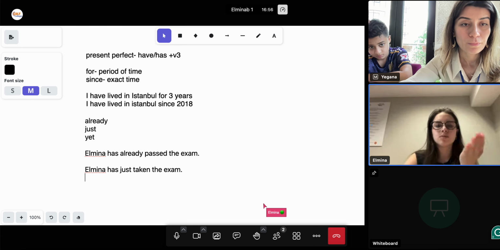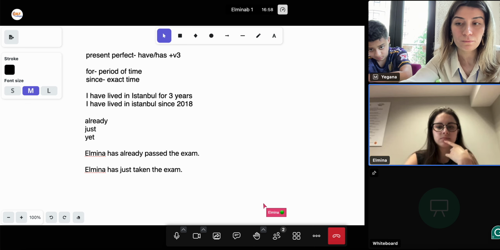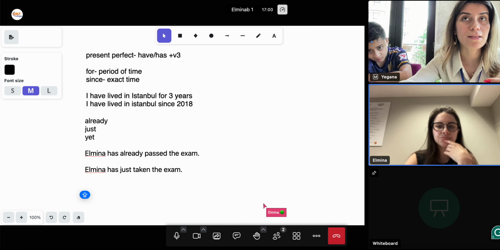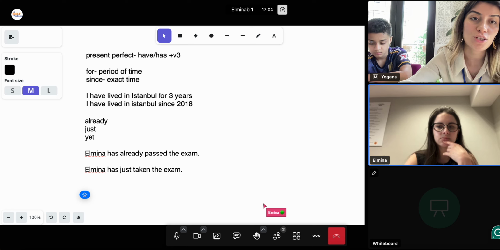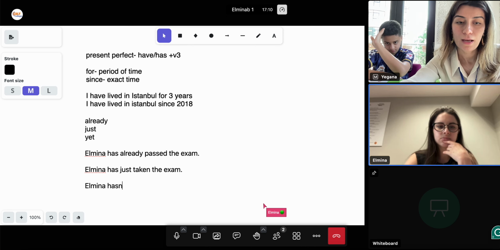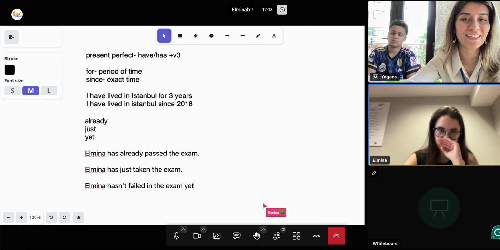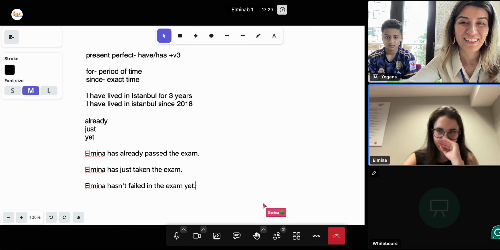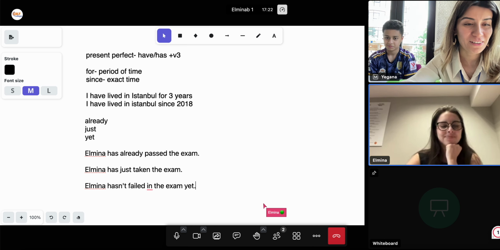But it says a keyword, yeah? But yet is used at the end of negative sentences and at the end of question sentences. When it's used at the end of negative sentences, Elmina hasn't failed in the exam till today yet. It means she has never failed.